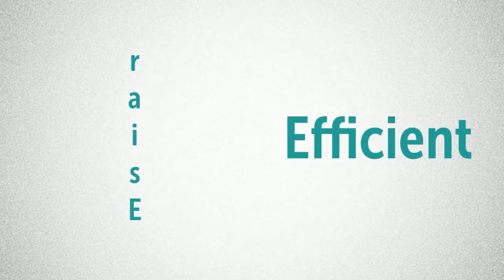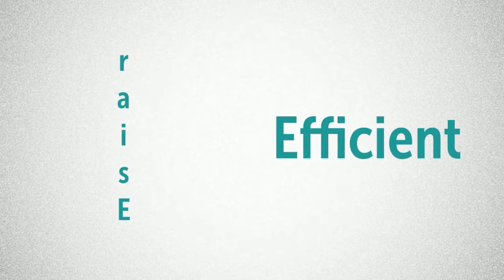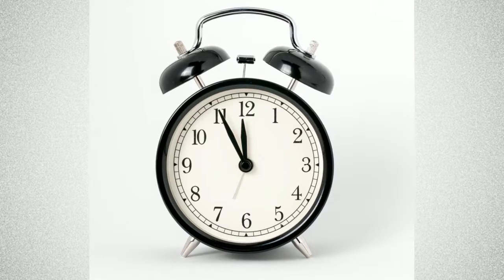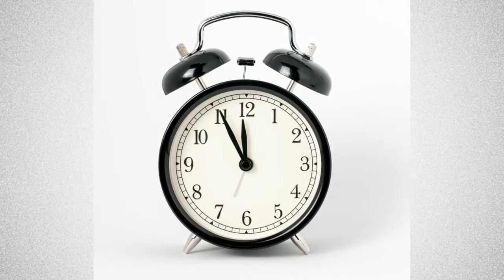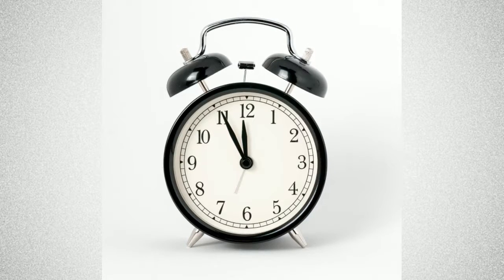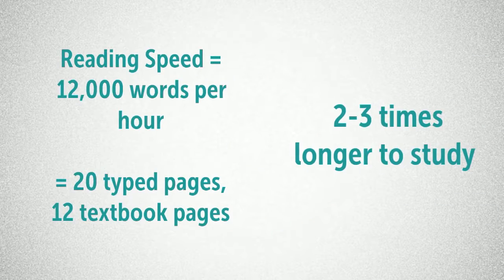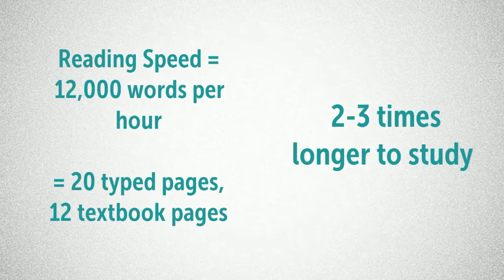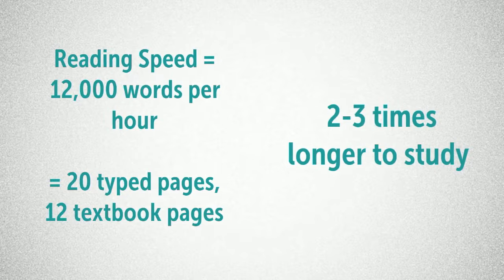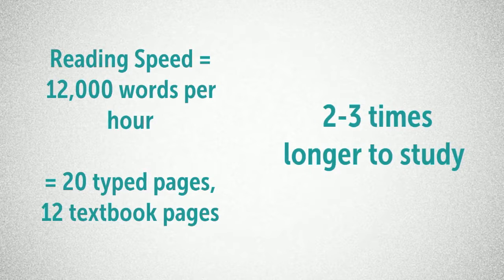Efficient. Time is of the essence. If students are going to prepare prior to class, whatever they are using to prepare needs to be efficient. Students are willing to spend around 1 hour outside of class preparing for every 1 hour in class. We read faster than we speak, so reading may be quicker and more efficient. If we read an average of 200 words per minute, that's 12,000 words that can be read in an hour, or about 20 pages of typed text, or 12 pages within a standard textbook.